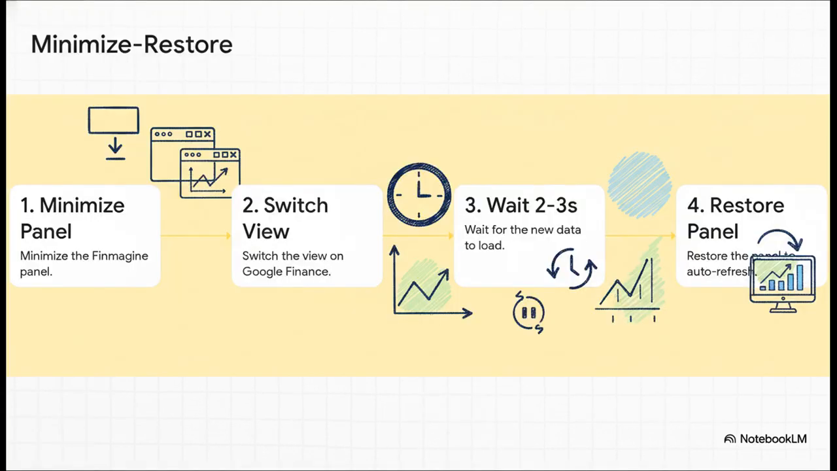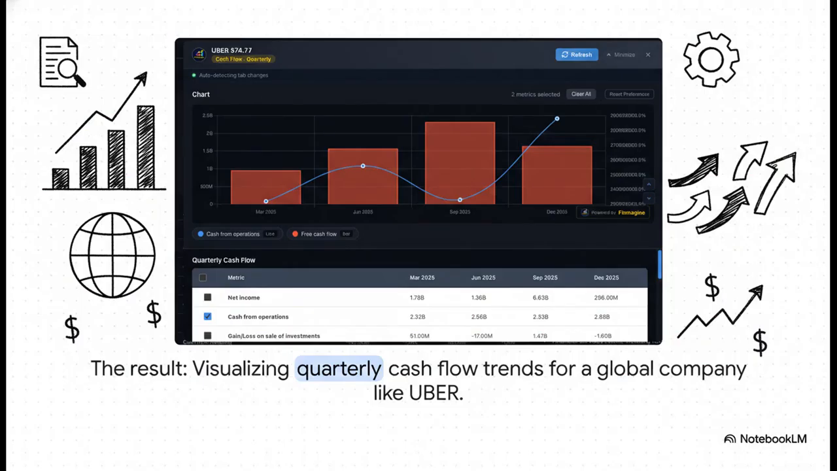But don't worry, it's a really simple 4-step dance. First, you minimize your analysis panel. Second, you switch the view you want on the main Google Finance page. Third, and this is the key, just wait 2 or 3 seconds for that new data to load in the background. And finally, you restore the panel. That's what triggers the auto refresh and pulls the new data into your chart. And boom, there's the result.